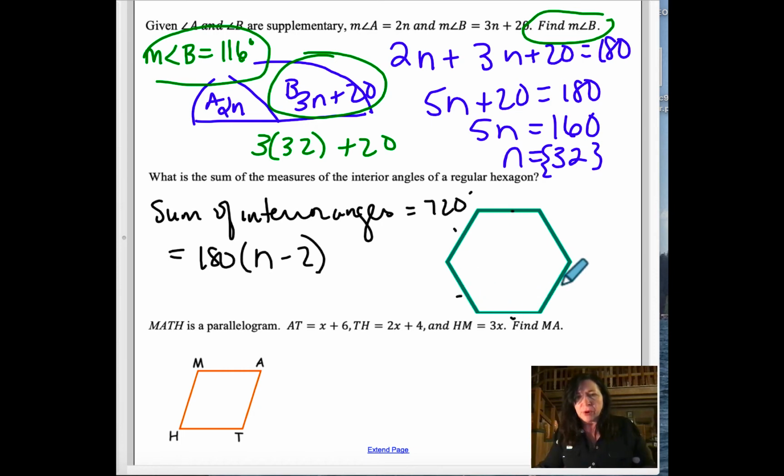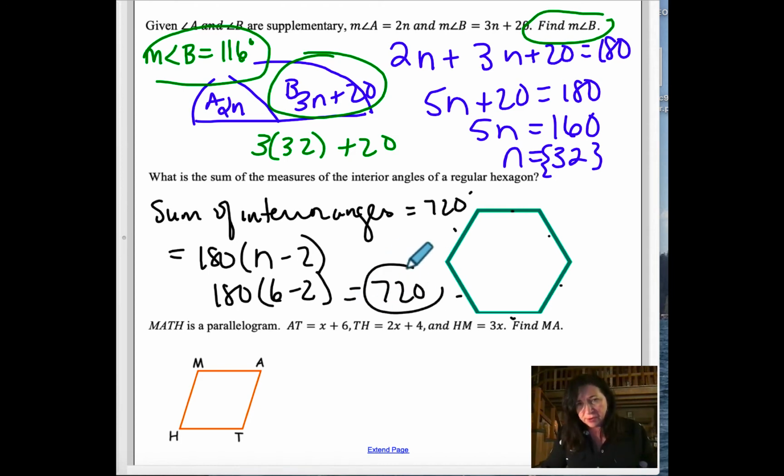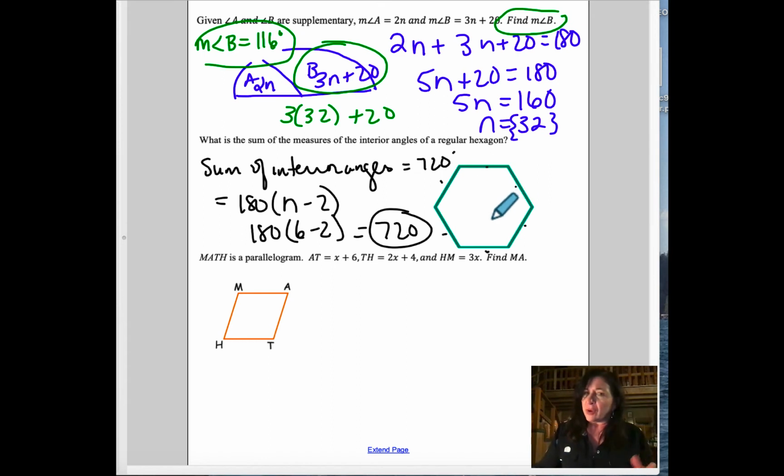1, 2, 3, 4, 5, 6 sides. So you would go 6 minus 2, which is 4. 4 times 180. That was our 4 triangles, right? Also 720 degrees. Cool. All right. By the way, especially come January, we're going to be asking you to figure out one angle. So we would take 720 and divide it by 6, and you're going to get 120, right?